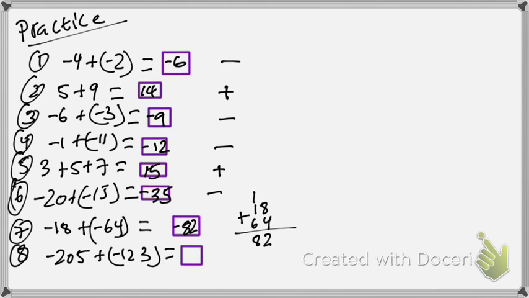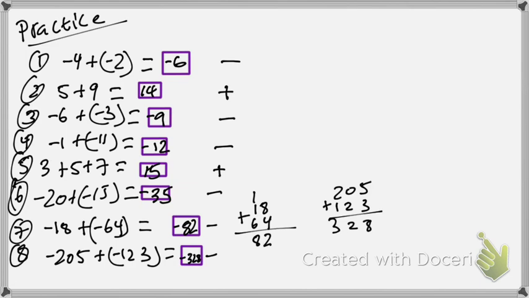Same thing for the last one. You know the answer should be negative. Right here, I can just do 205 plus 123, and we get 328. Once again, don't forget that negative. If you somehow just put 328 on your test or a quiz, that will be considered wrong.